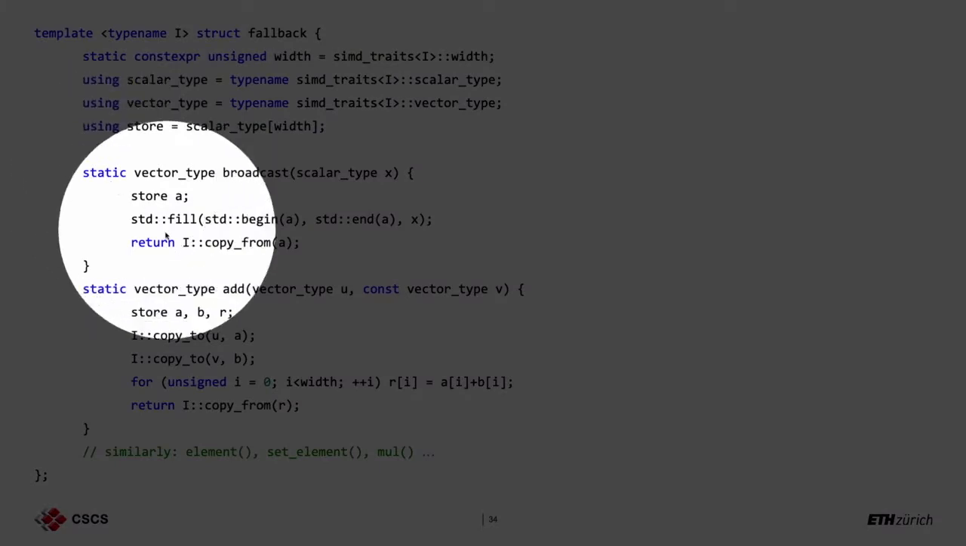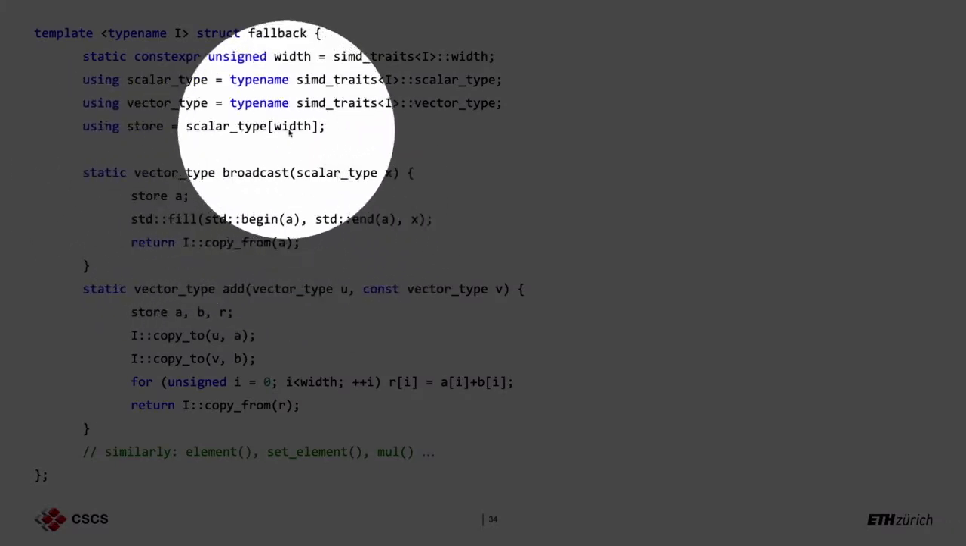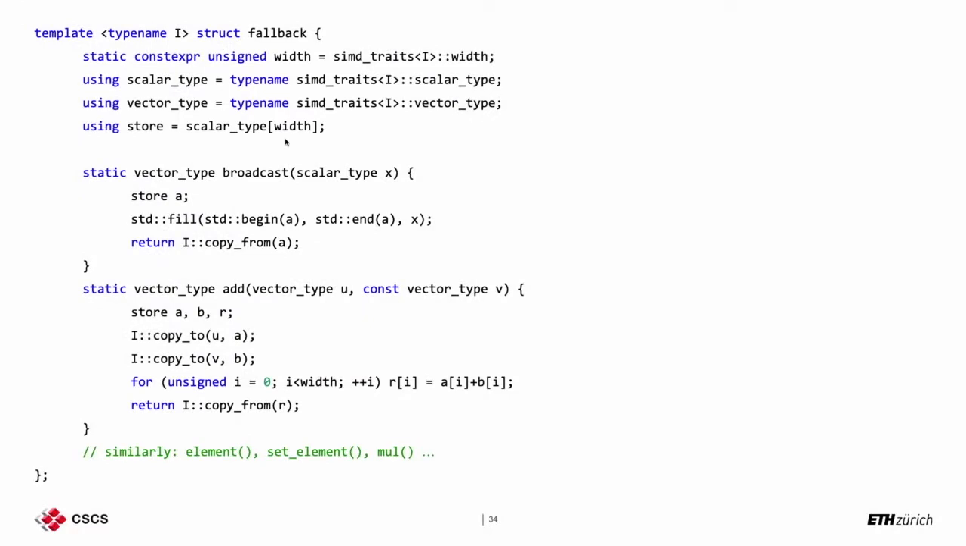And if we've got this stored to the copy to and copy from, we can implement everything else. The broadcast operation, which takes a scalar and fills out a vector. All we do is make an array of the right width, fill it up with our scalar, and say vector implementation, copy your values from my array.